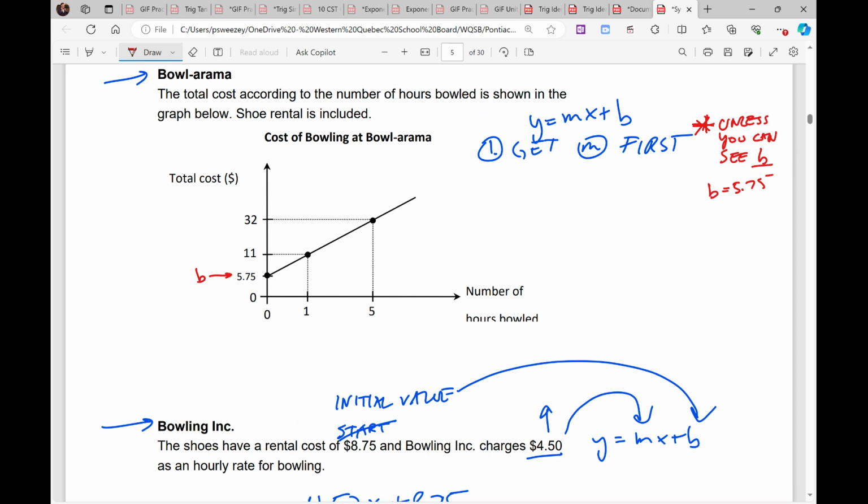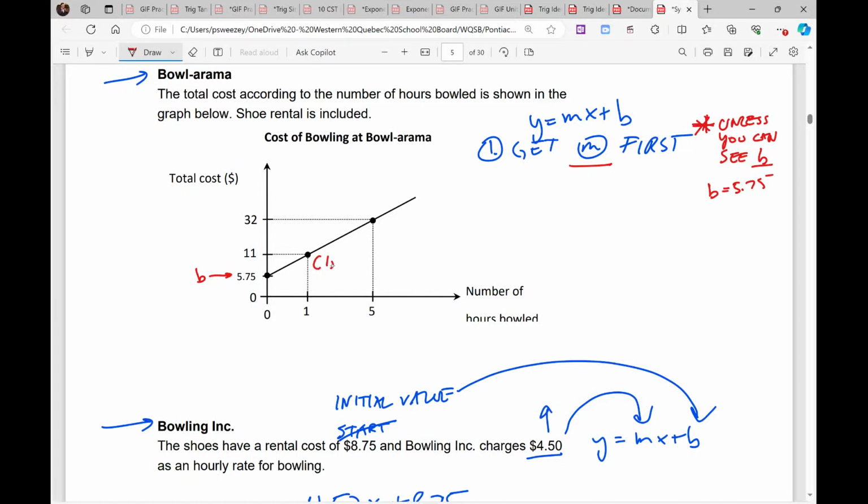So that part's actually done. Now I'm going to look at getting M. And the way this one is presented is rather weird. Okay? You have 1 and 11, and that's kind of written kind of weird, and then 5 and 32.